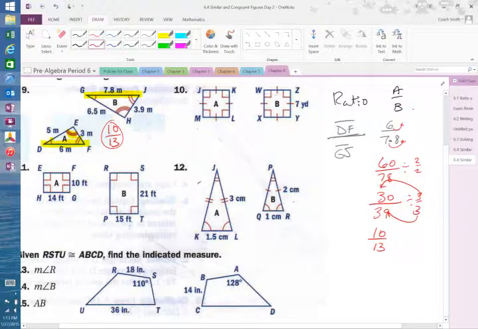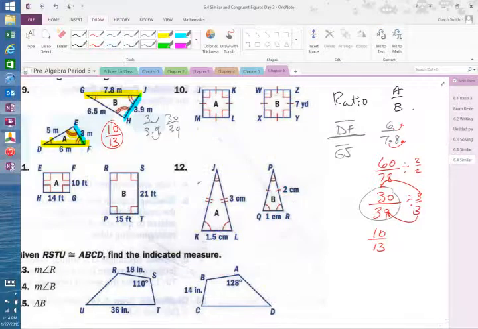Number 10? It doesn't matter which side I use. You could use, let's say, this side where it went 2 to 3, so that would be 3 over 3.9. But I can't have the decimal, so I move it, and that's 30 over 39. And there's that one right there, so it's going to end up being 10 over 13 as well.